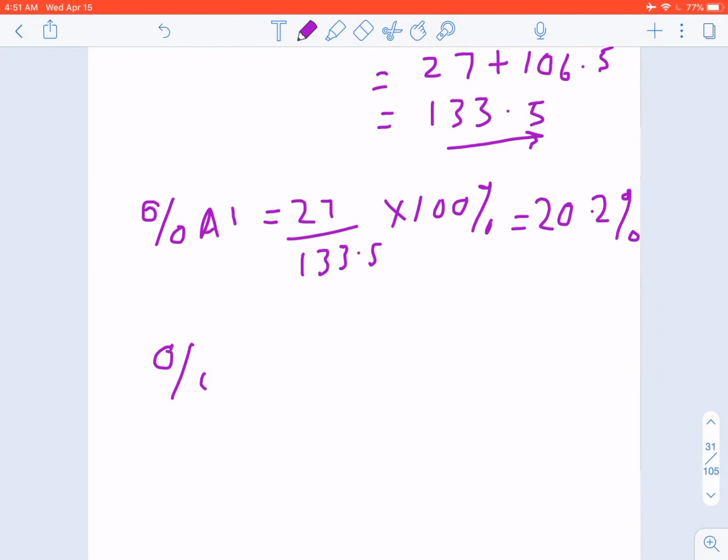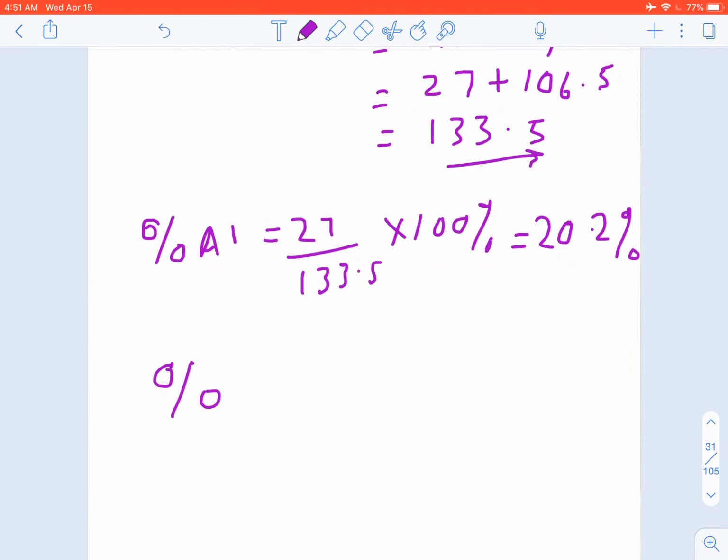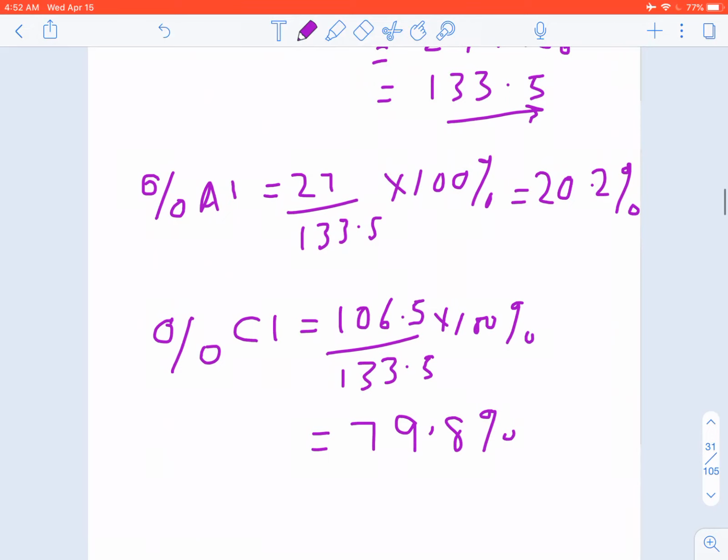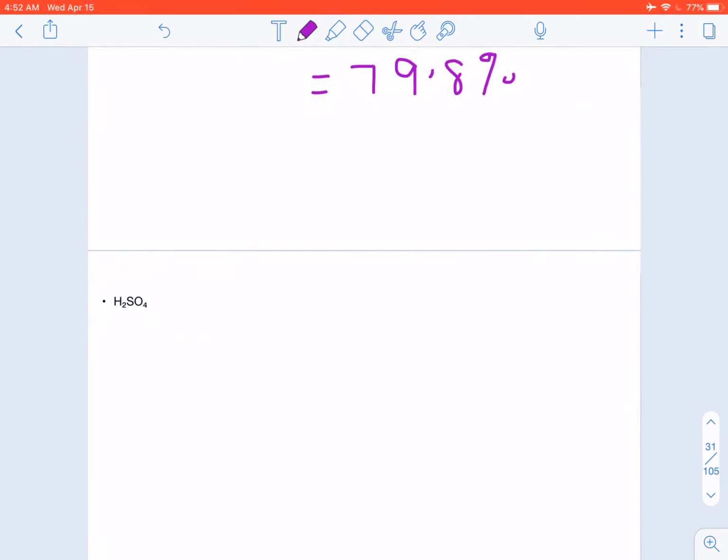And if you want the percentage of chlorine, which is 106.5 upon 133.5, like that, and that gives us 79.8%. Let's go to the next one.